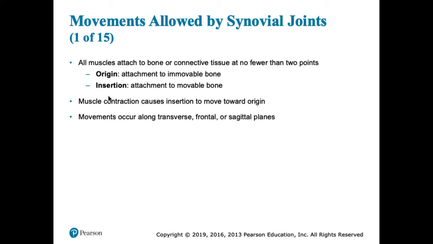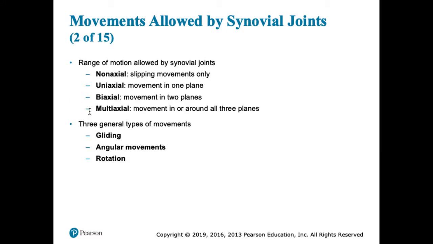So, movements that are allowed by the synovial joints. All muscles attach to bone or connective tissue at no fewer than 2 points. There's the origin, the attachment to the immovable bone, and the insertion, which is the attachment to the movable bone. So muscle contraction causes the insertion to move towards the origin. Movements occur along the transverse, frontal, or sagittal planes.